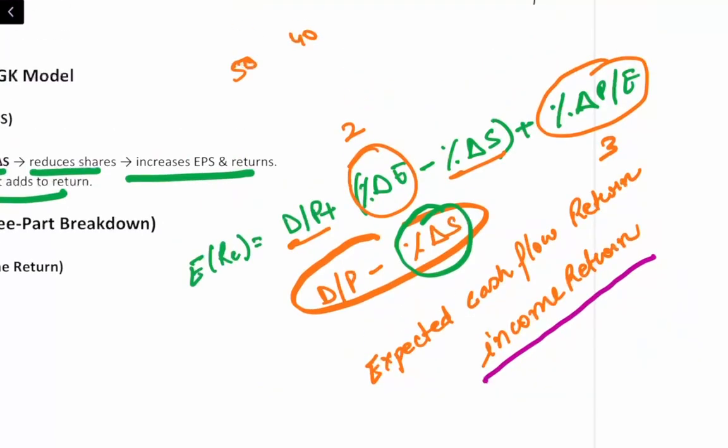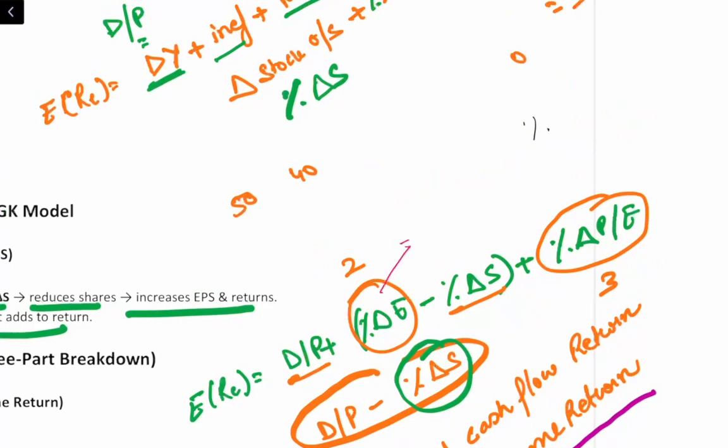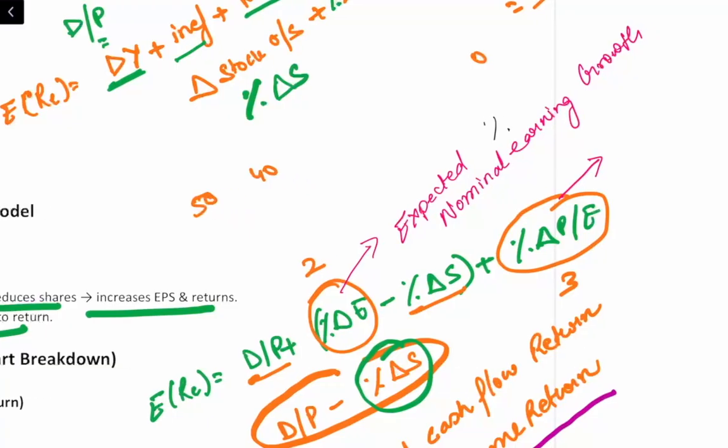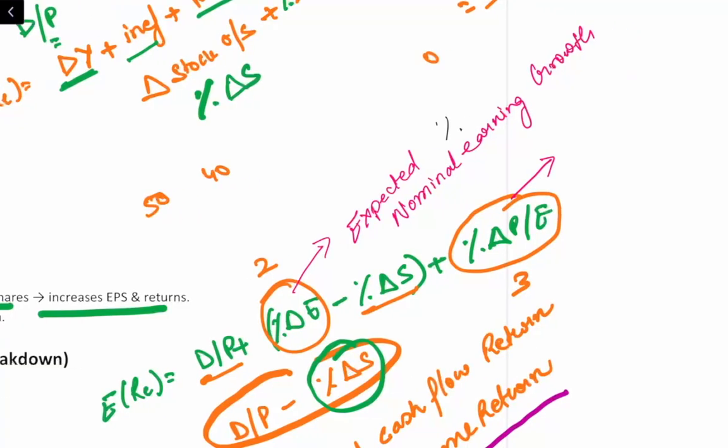My second grouping is your expected nominal earning growth. This one. Expected nominal earning growth. That means how much your earnings are actually growing. Clear? And this one is your expected repricing return.